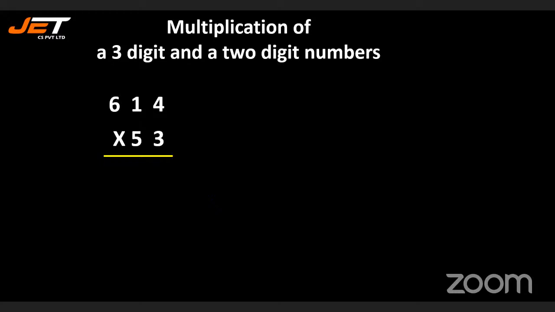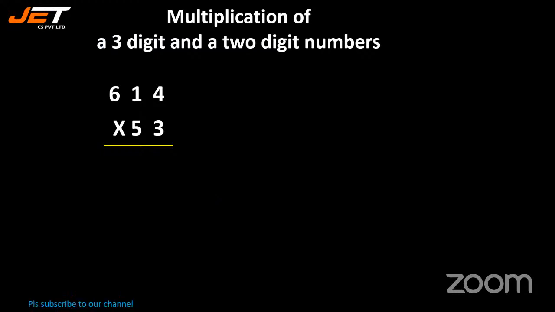Okay? Now, sorry, 614 times 53 it is, no? So first we will multiply all the numbers with the first one. 3 times 4 is 12. So 1 here and 2 will come over here.